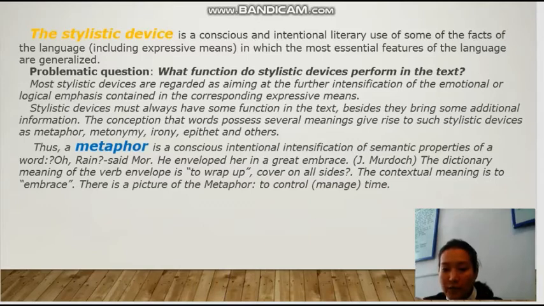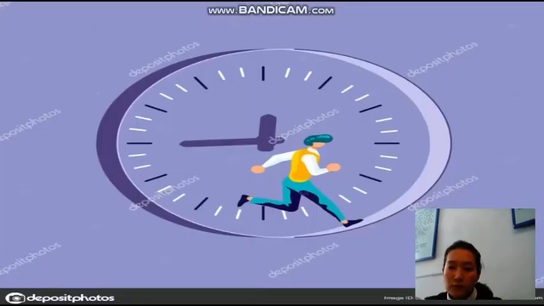There is a picture of the metaphor "to control time." Let's look at this picture. It is transformed into the meaning to control time, so to manage, how to use the time properly. Here the metaphor is used because a human being cannot control time, but we can properly use it. The meaning of the metaphor is transformed here.